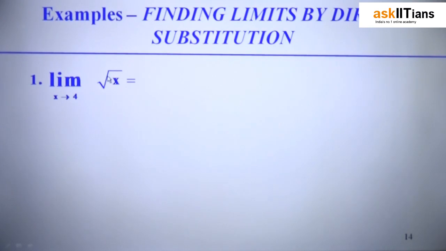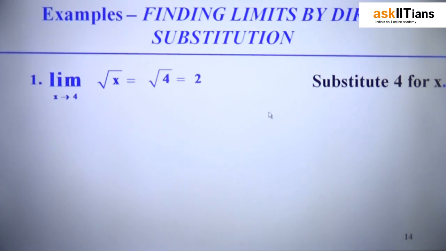So let's put the value. We'll substitute x with 4, and we know that the root of 4 gives me a value that is 2. So this shows that the limit of the function root x at x tending to 4 is 2. I think this is clear. So let's consider another example.